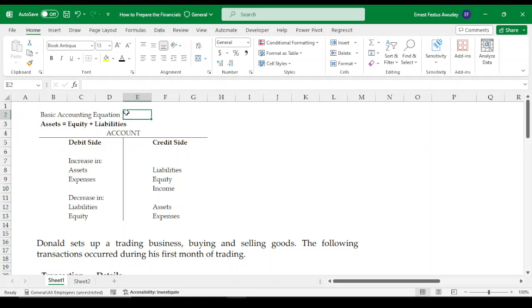So this is what we've got. To be able to understand whatever we are going to learn in this video, there is a need for us to understand certain fundamental accounting concepts.